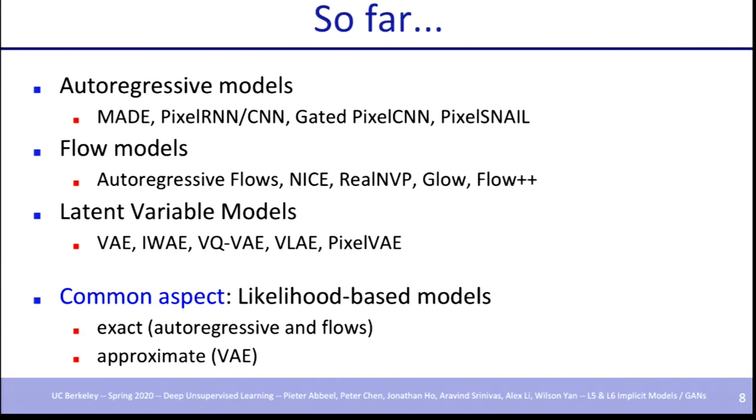The first two categories are exact likelihoods that we're optimizing against. And the third one, latent variable models, we had the variational lower bound, an approximation of the likelihood that we would optimize for training. And so based on what we've seen so far, you might expect the next thing we're going to see is also going to optimize a likelihood, but we're actually not going to do that.